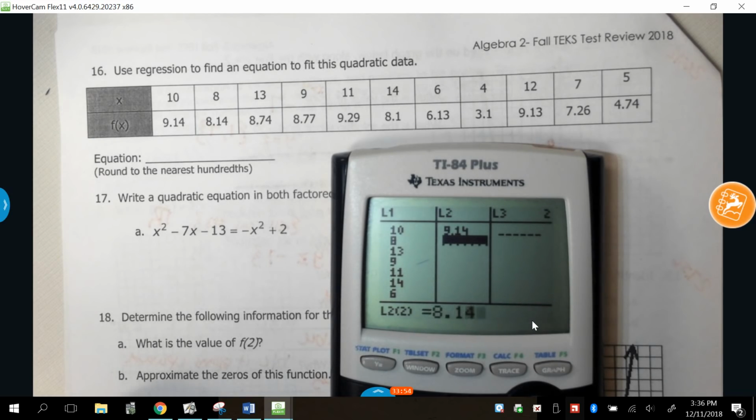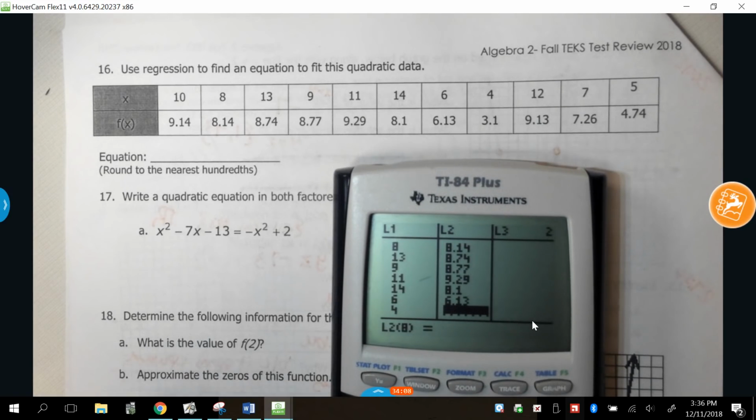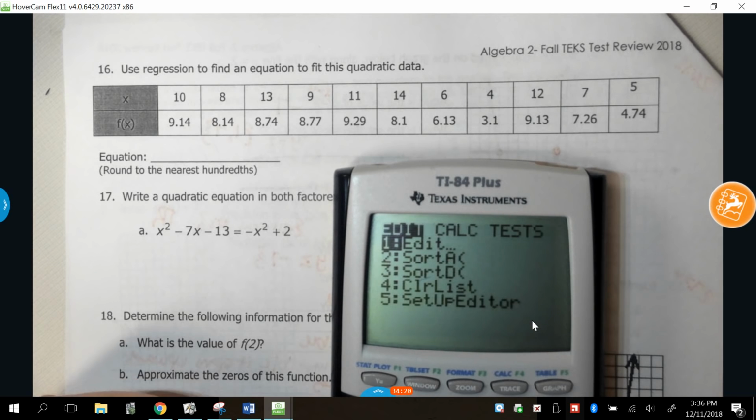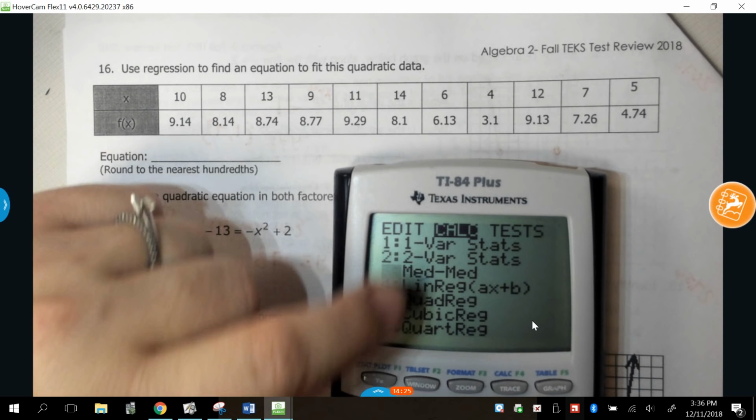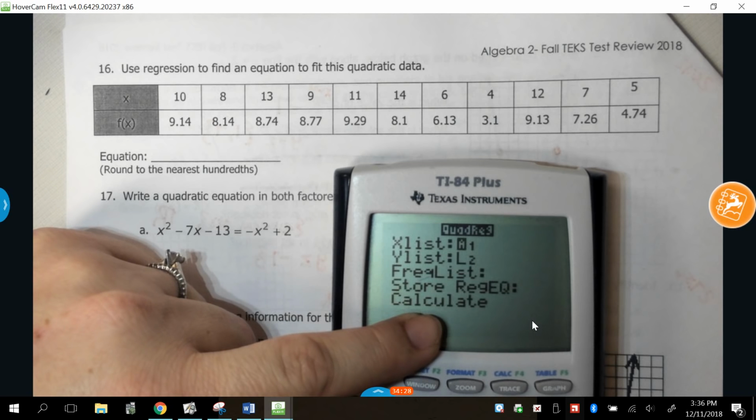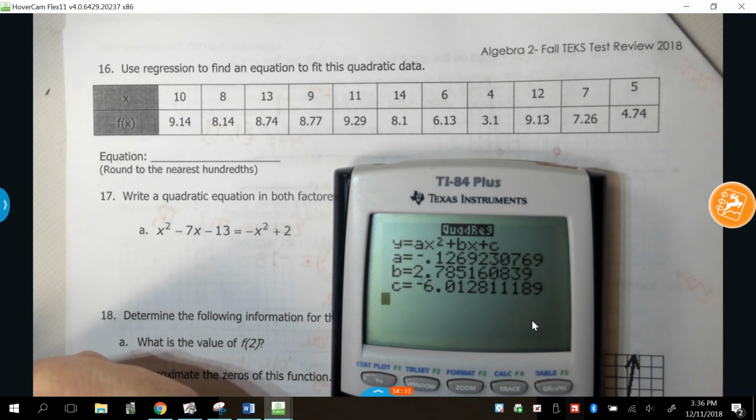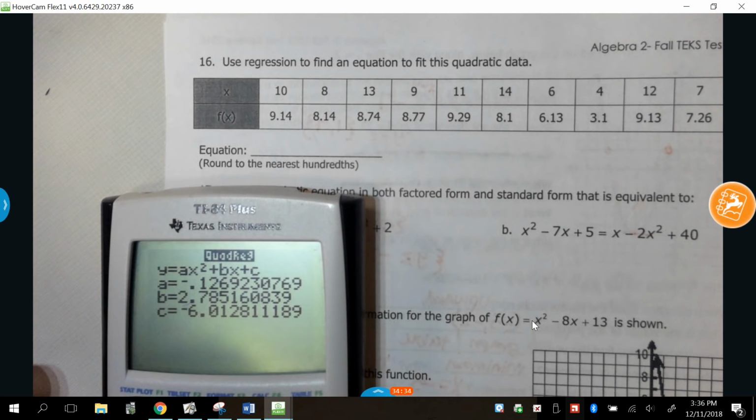9.14, 8.14, 0.74. Okay, and we're going to do stat right. So it says use regression to find the equation of this quadratic data. So we have to do quad reg. Make sure you read carefully. Okay, this is round to the nearest hundredth. So that's 2 points after the decimal.